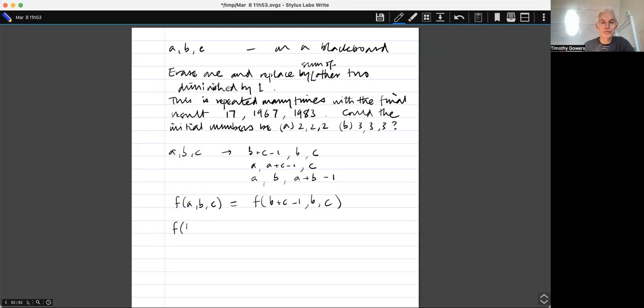So the sort of thing I want would be that, let's just write a couple of things down. So f of (B plus C minus 1, B, C) equals itself. That's what I get if I erase that and replace it with the sum minus 1. But more interestingly, it should equal f of (b plus c minus 1), and then I'll replace the b by the sum of those two, so b plus 2c minus 2, and also equals f of (b plus c minus 1, b, 2b plus c minus 2). Does that look possible?